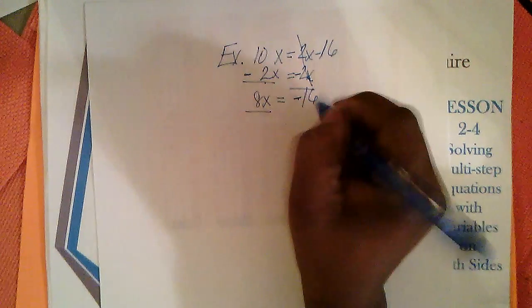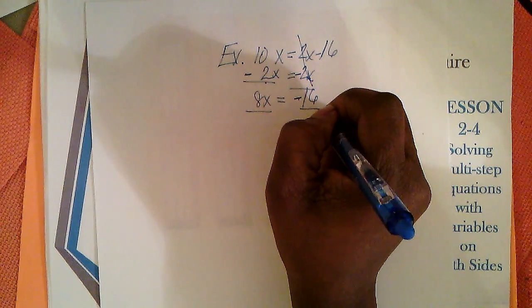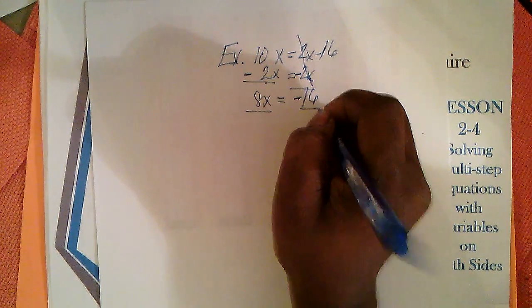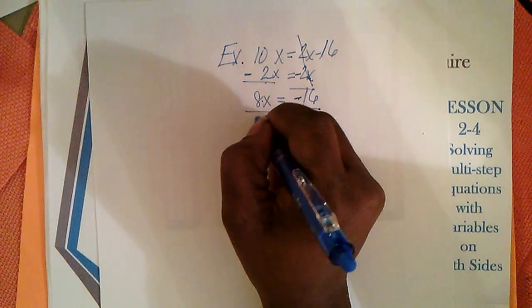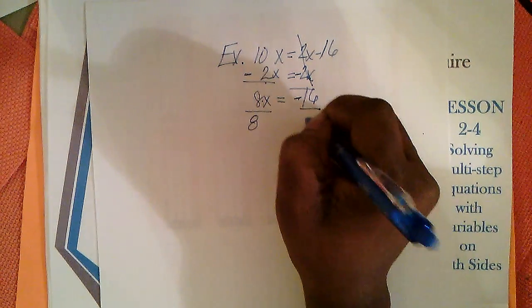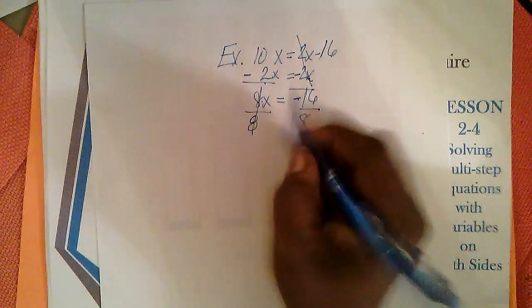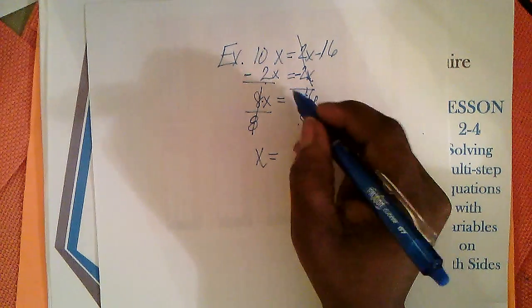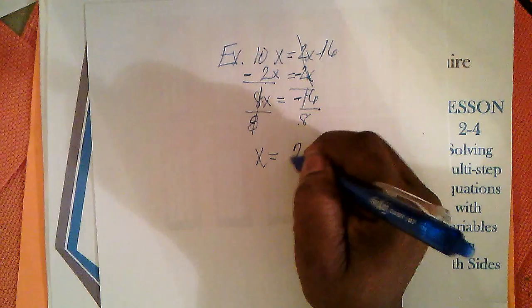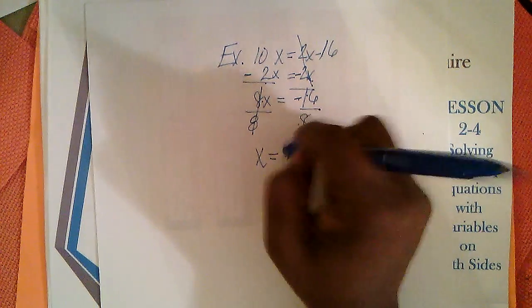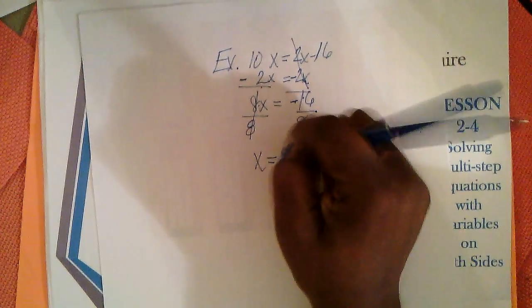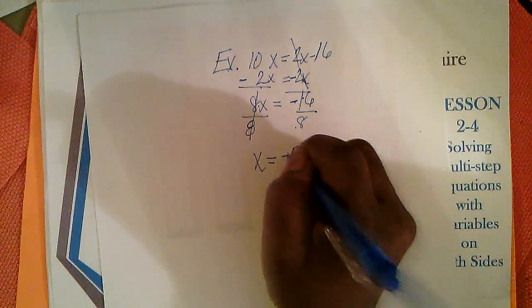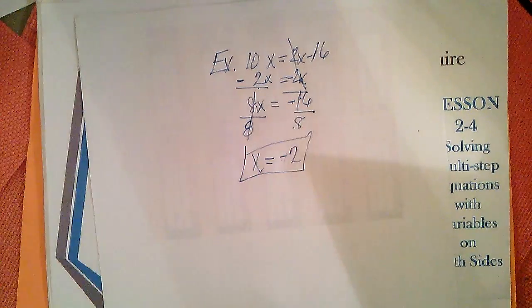Negative 16. Then you do the inverse operation. If this is multiplication, the inverse operation, to undo it, is to divide. So we divide by 8 on both sides. 8 goes into 8 one time, leaving you with the x. 8 goes into negative 16 two times. Since our solution was a negative, this has to be negative, because a negative times a positive gives you a negative. So that's that example.